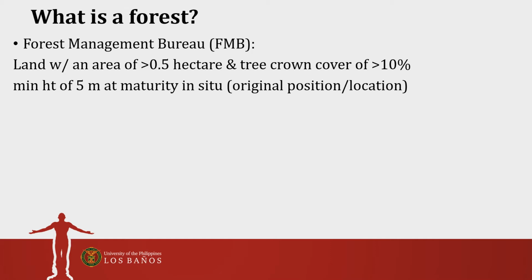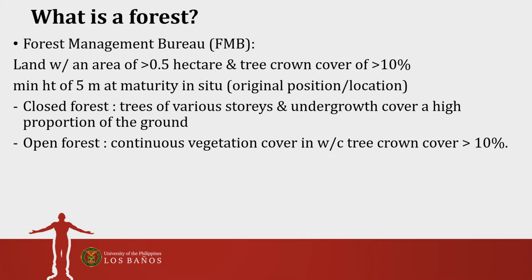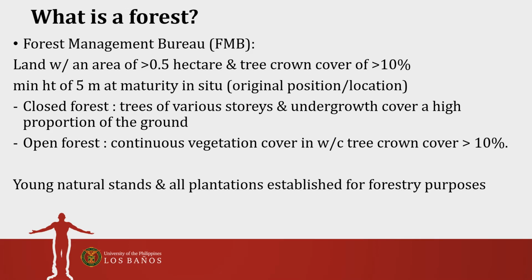There are two types, the closed forest and the open forest. Closed forests have trees of various stories and undergrowth which cover a high proportion of the ground. Open forests have continuous vegetation cover in which tree crown cover is more than 10%. A forest could also be a young natural stand and all other plantations established for forestry purposes.